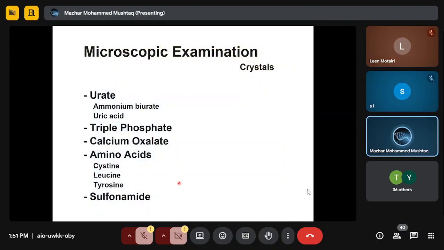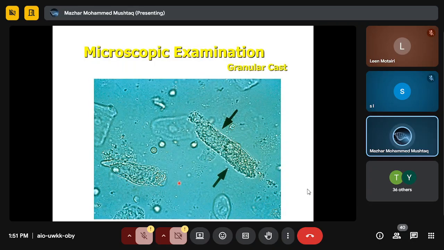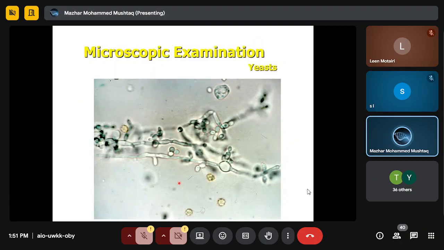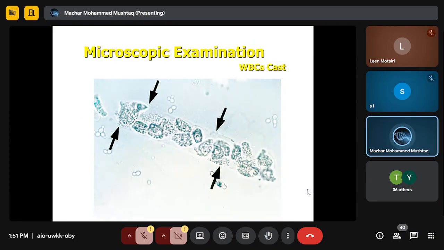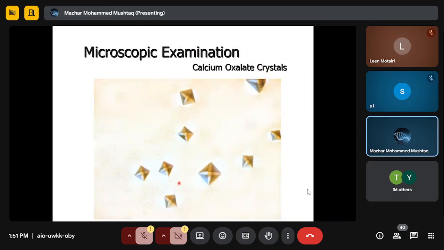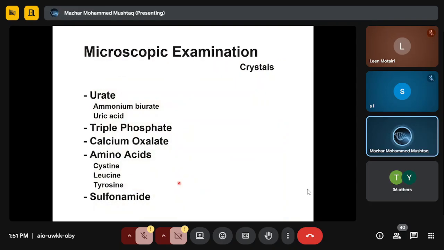So let's go to the different crystals now. We had casts, we had the cells that can be seen, and now we will see the crystals. You have the urate crystal, which can be ammonium urate or uric acid crystal, triple phosphate crystal, calcium oxalate crystal, and some of the amino acids. If they are seen, they can also form a crystal.